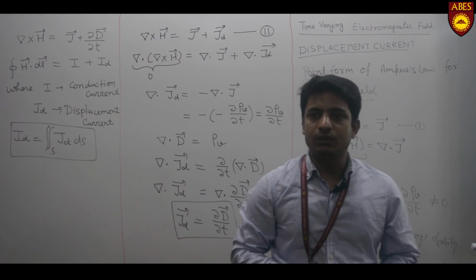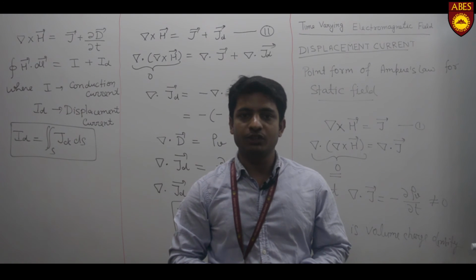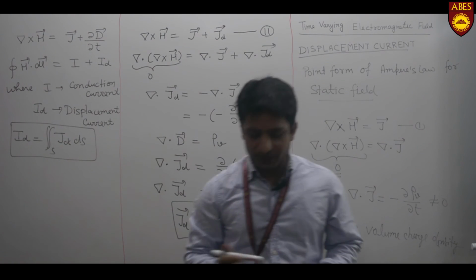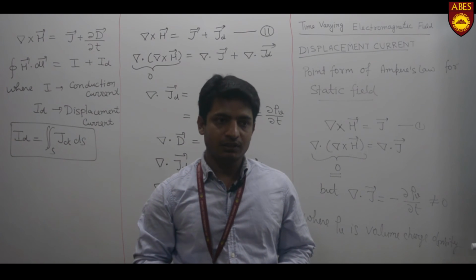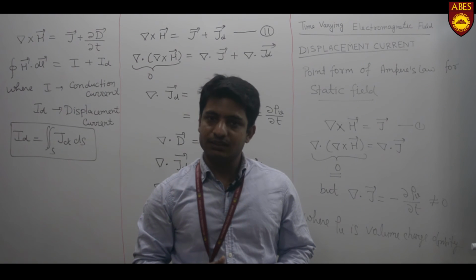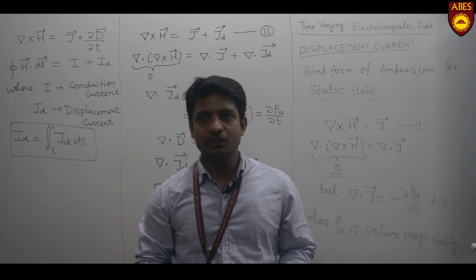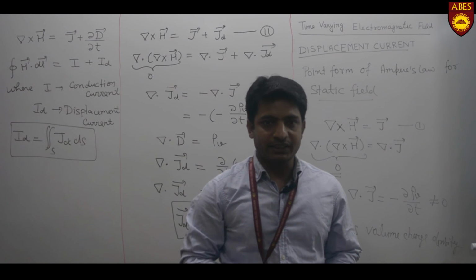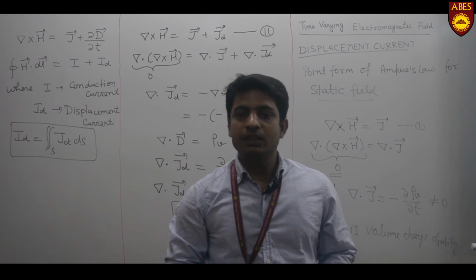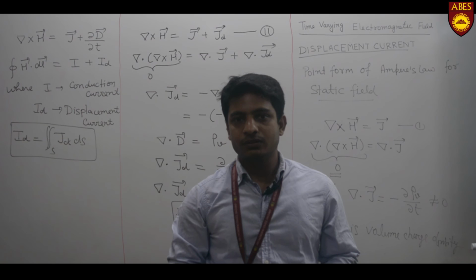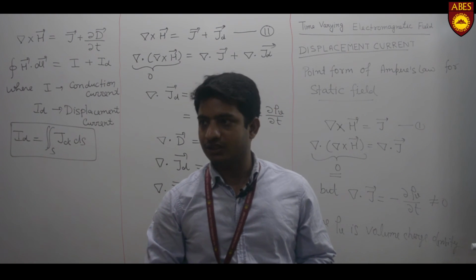The amplitude of Id is very low or negligible as compared to the conduction current at low frequency, but at high frequency the value of displacement current is greater than the conduction current. So we can say that at low frequency conduction current dominates the displacement current, while at high frequency displacement current dominates the conduction current.